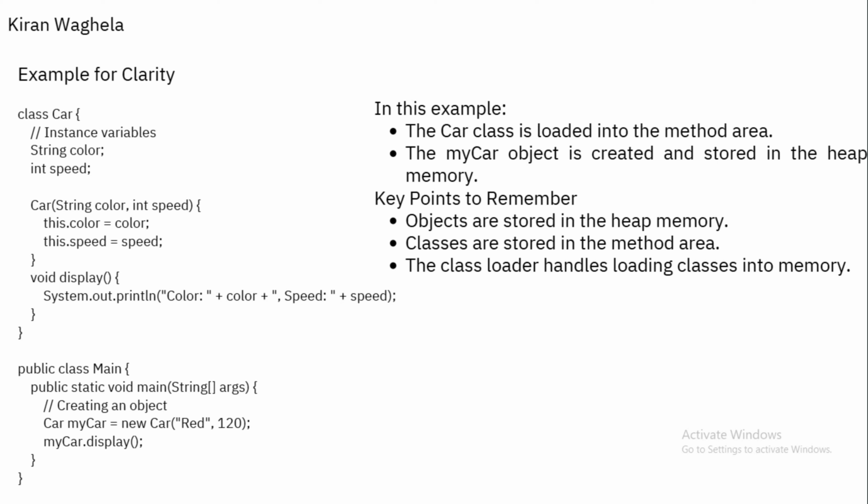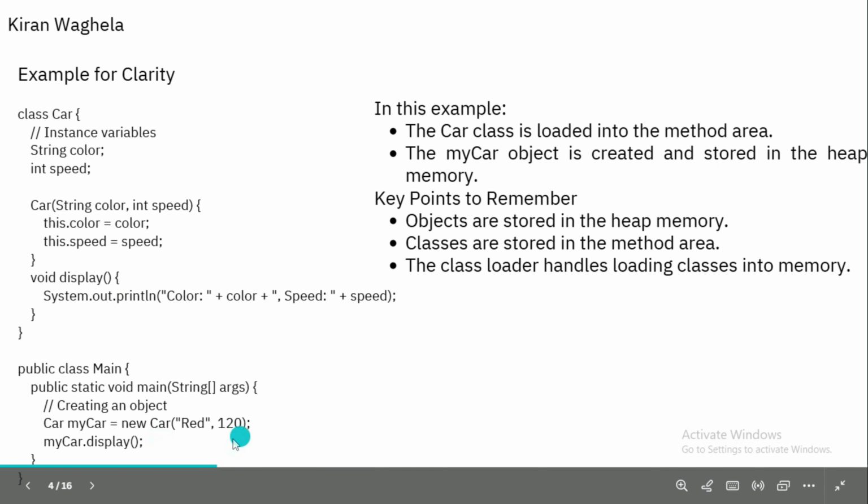So here is the example. We have a Car class. There are two properties, color and speed. So Car has the properties color and speed, a constructor, and a display method. Inside the main method we have created the car object and we call the display method.